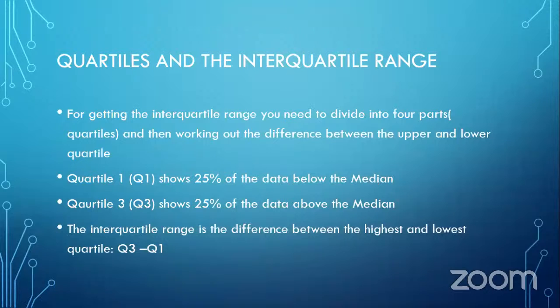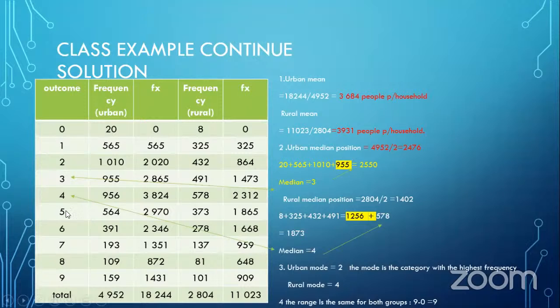When I say it shows 25% of the data below the median, what I'm saying is from the median, you want the middle of the numbers from the median to the lowest number. That is our Q1. And we want the middle. It's like a middle of a middle. You want a middle within the middle. Let's say here, this is our middle.